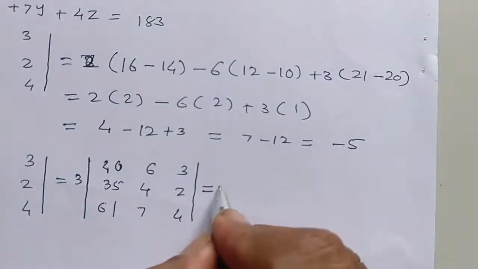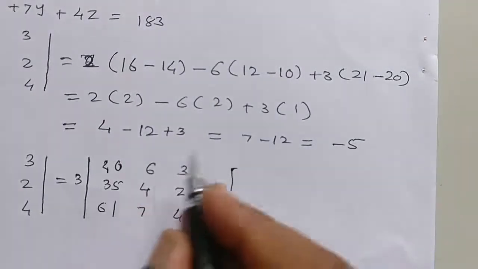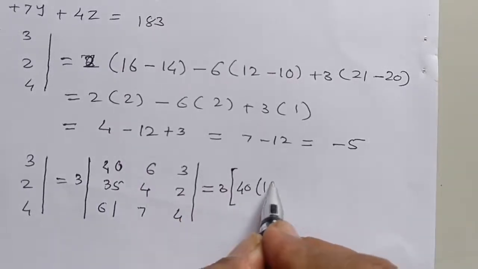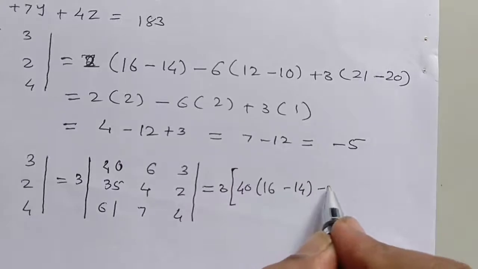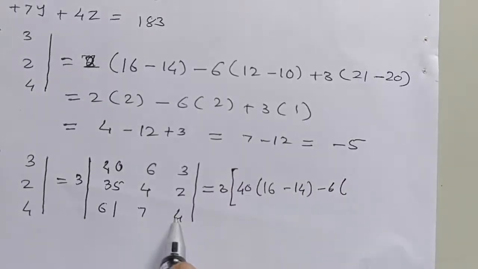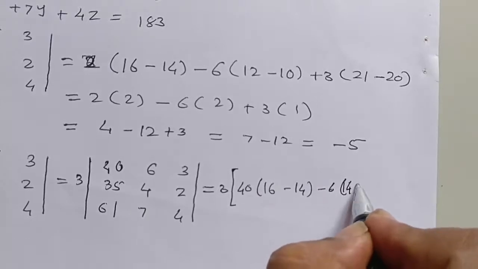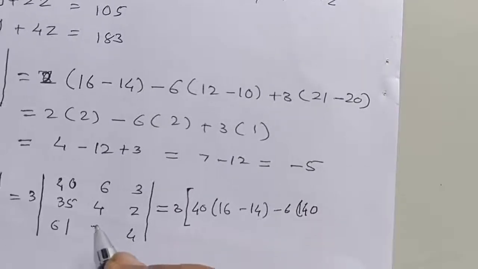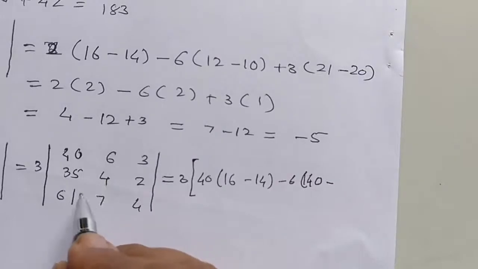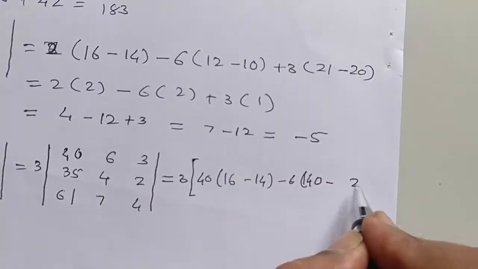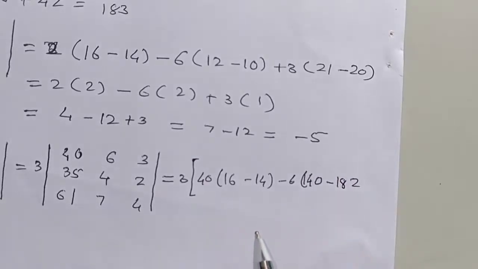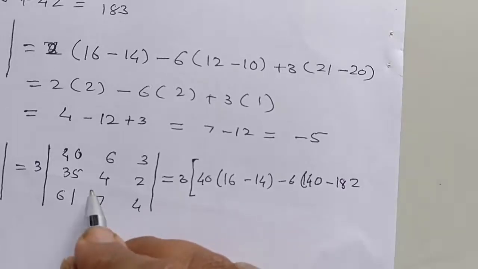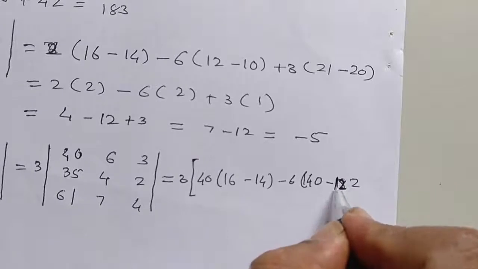So simplifying this, 3 into bracket 40 into 4 into 4, 16, minus 6 into 7 into 2, 14, minus 6 into 34 into 4, 140, minus 61 into 2, that is 2, 182, sorry, 112, 122.